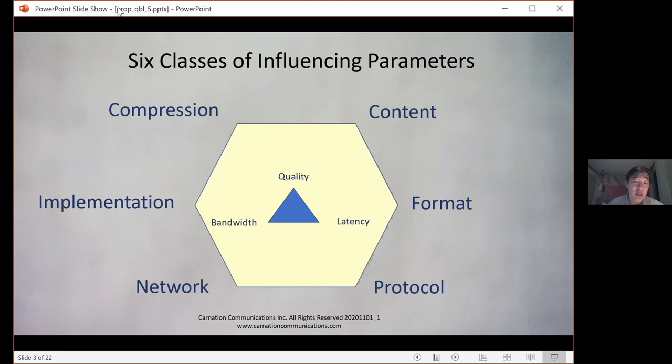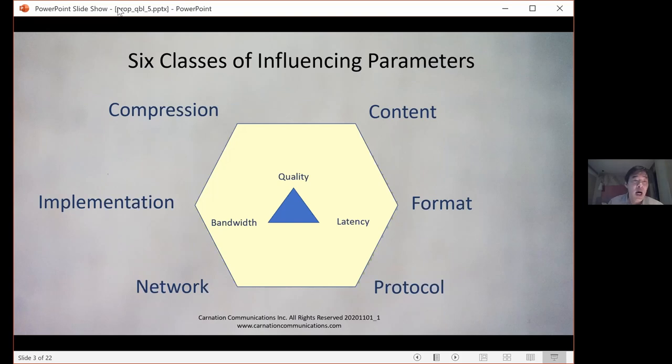We have compression. You have the various compression methods in terms of reducing the bandwidth. I'll go into details. There's an independent slide for each one of the topics, so let me try to not go into too much detail on each one here.